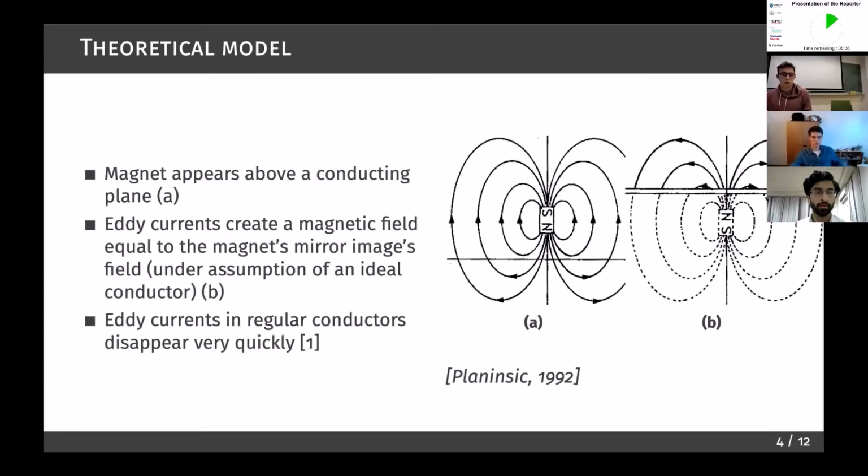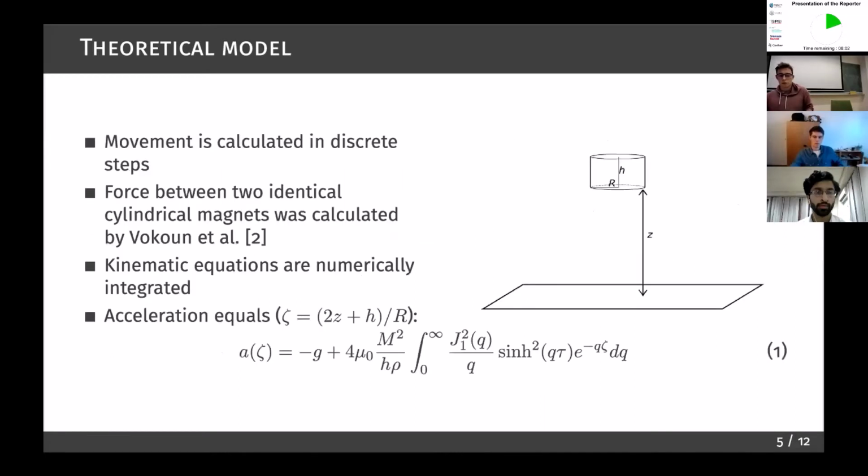So our theoretical model observes a cylindrical magnet at a distance above a conducting plane with no velocity. The eddy currents it induces create a magnetic field equal to the magnet's mirror image. That is under the assumption of an ideal conductor. In regular conductors, the eddy currents disappear very quickly, and mirror images are not perfect. So we used the mirror image method to calculate the movement in discrete steps.